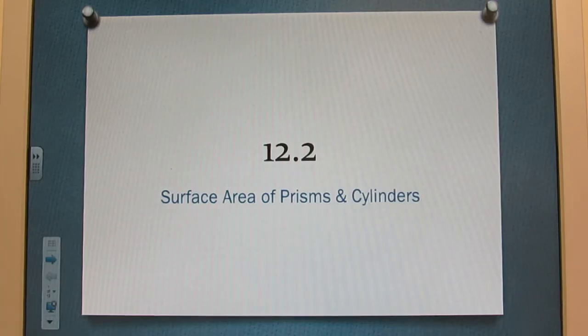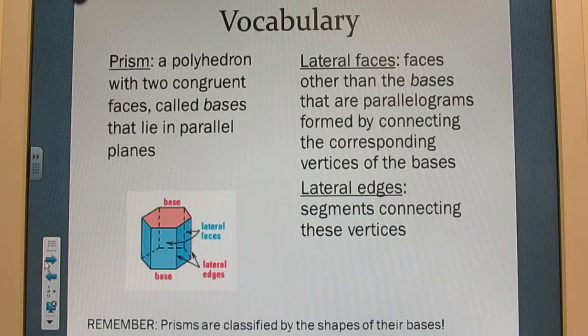So today we're going to be looking at section 2 of chapter 12, which is the surface area of prisms and cylinders. So just a little bit of vocabulary. A prism is always going to be a polyhedron with two congruent faces called bases that lie in parallel planes. So it's important to note that the prism doesn't necessarily have to sit on its base, but its bases must always lie in parallel planes.